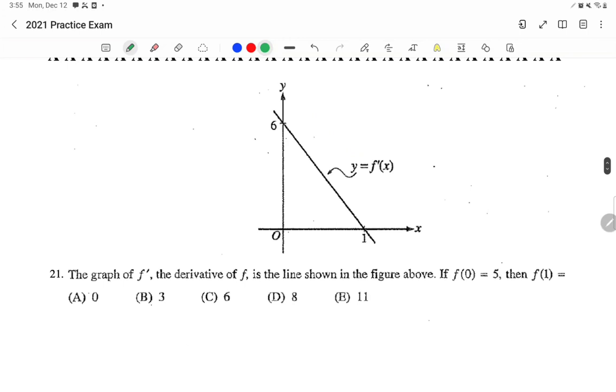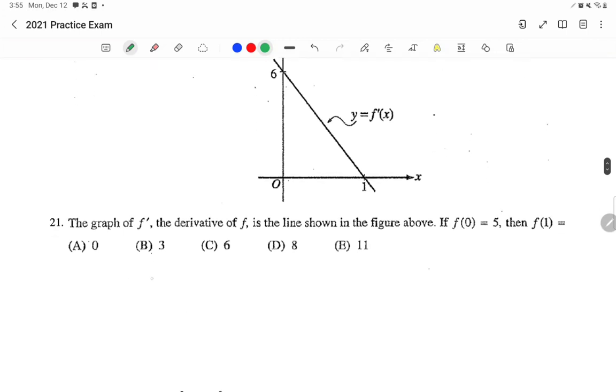All right, we have the graph of f prime. If f of 0 equals 5, then what is f of 1? So this is the graph of f prime. To get from f prime back to f, we need to take the integral. So this is basically saying the integral from 0, right? These are our limits, our endpoints.